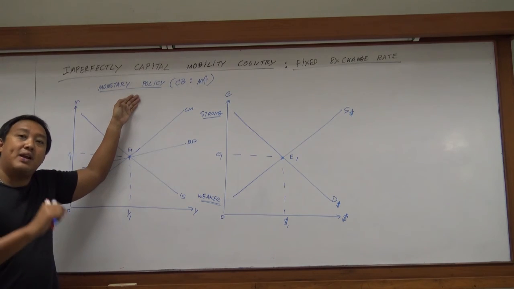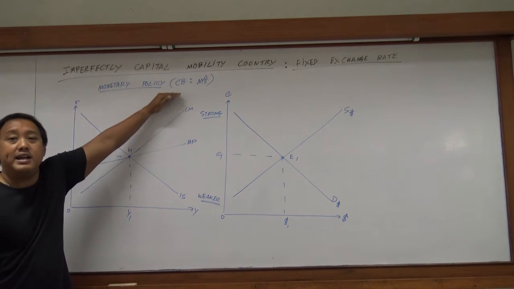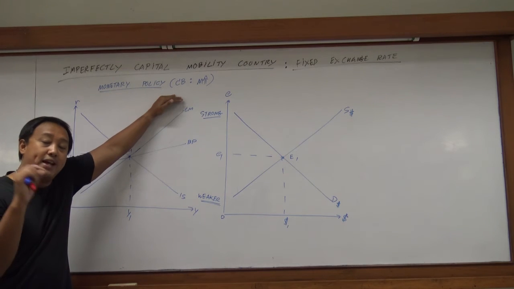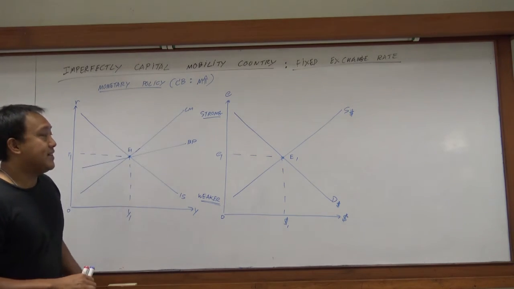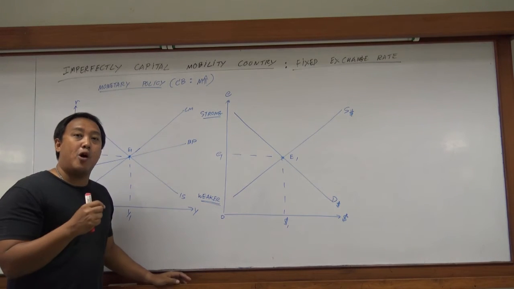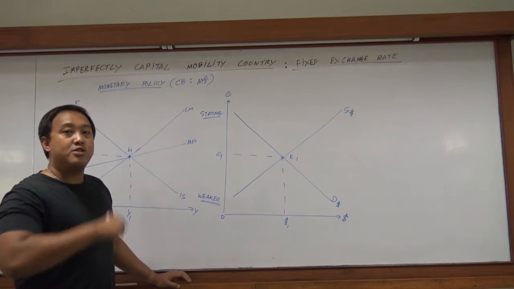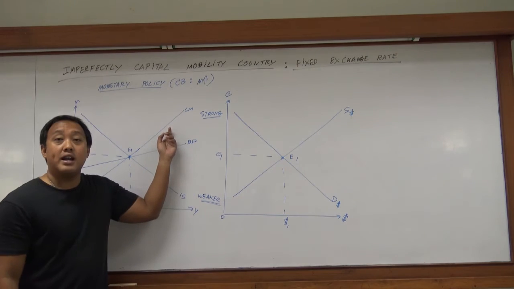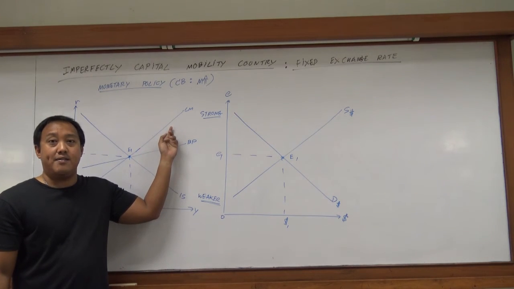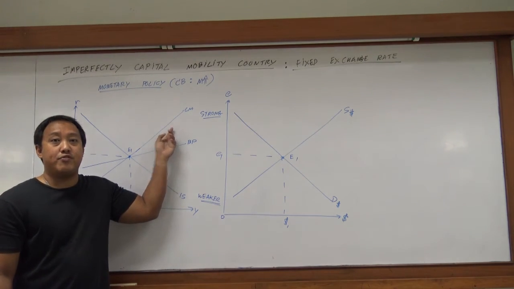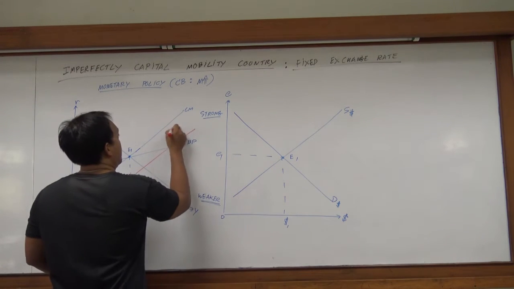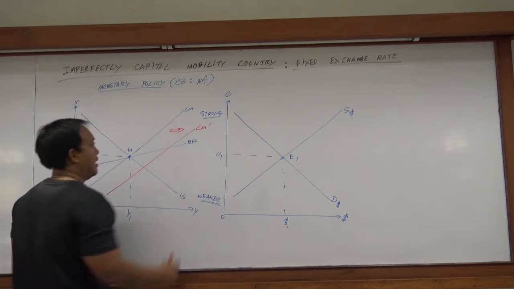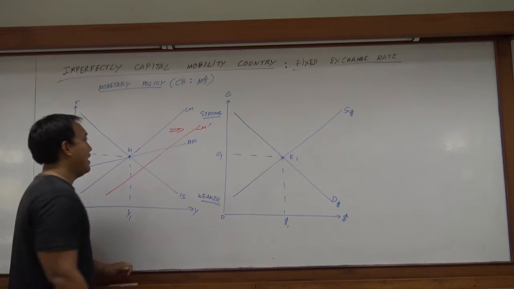So then, in this case, we focus on the central bank using monetary policy. The central bank can stimulate the economy by injecting more money into the economy, increasing M. M is the nominal money supply. If the central bank increases M, injecting more money into the economy, as we learned before, there is an effect on the LM curve. The LM curve will shift to the right.